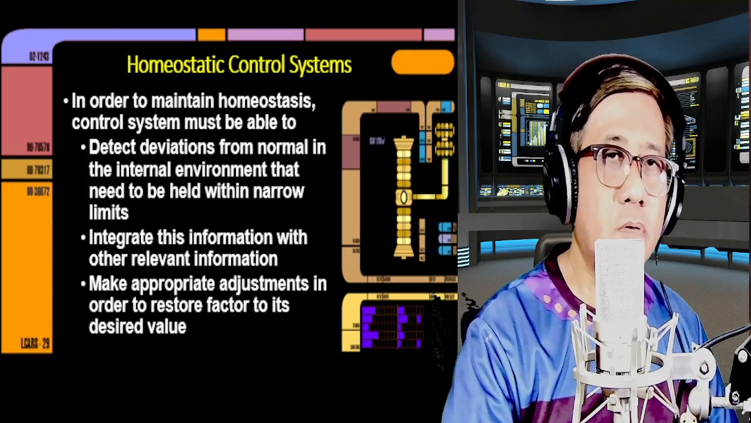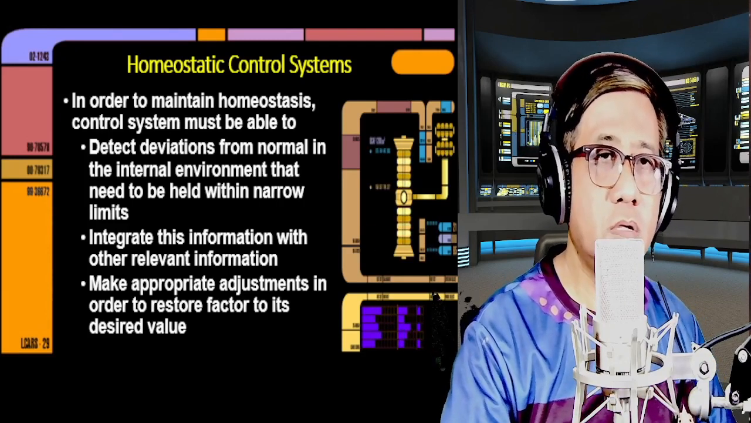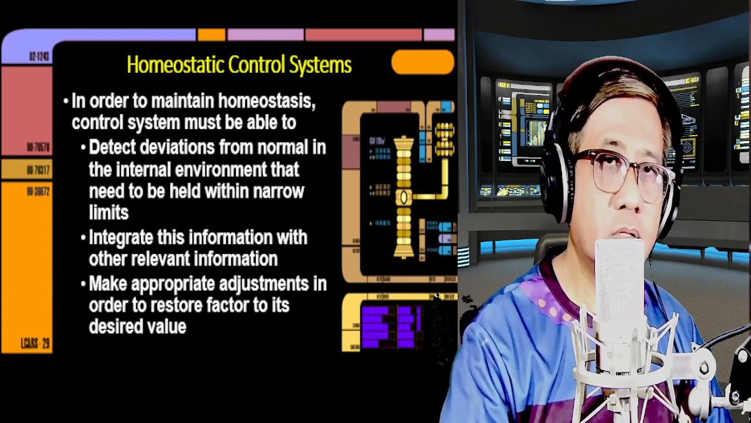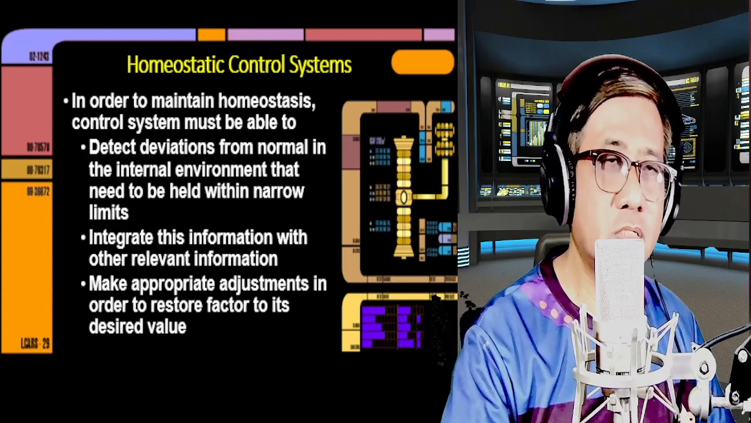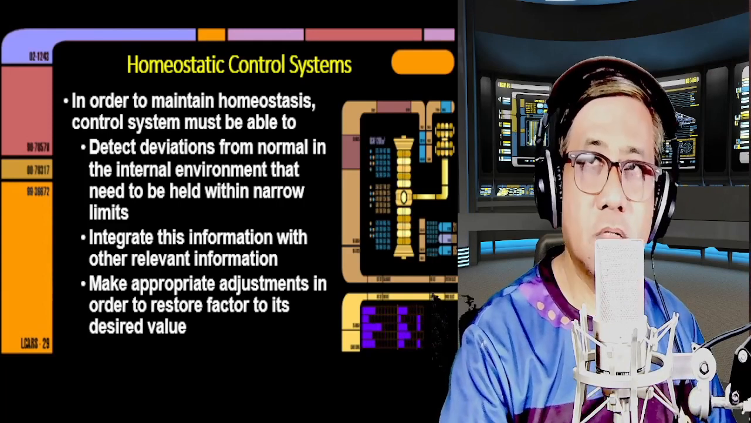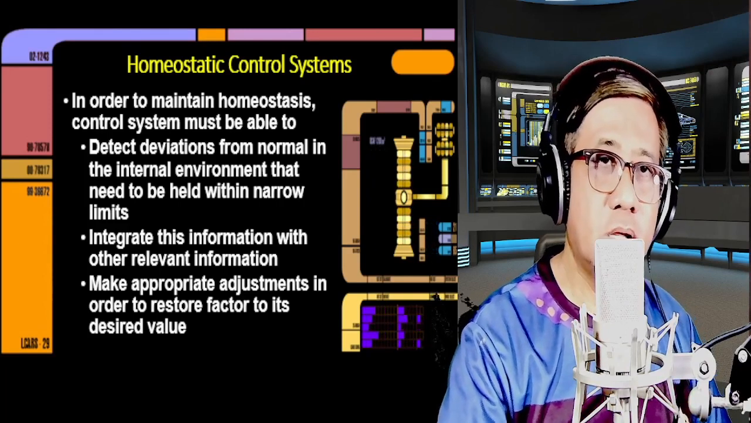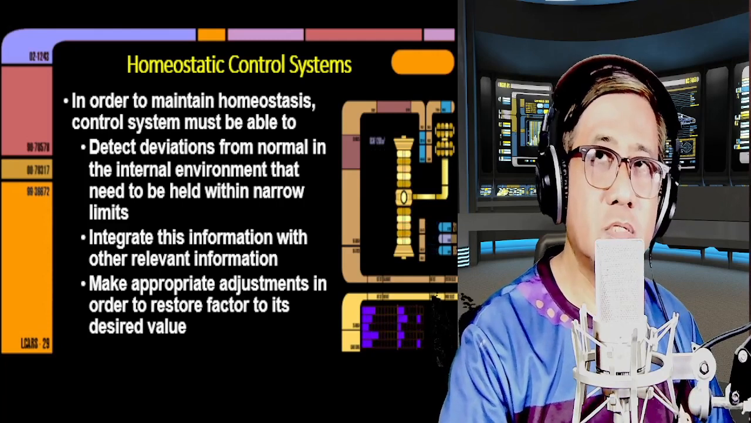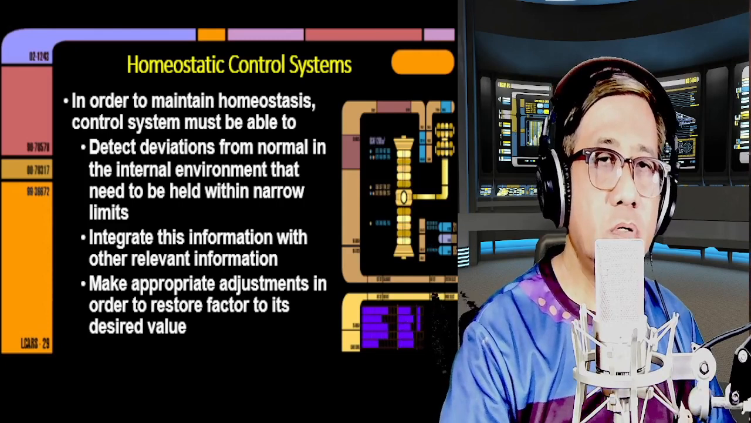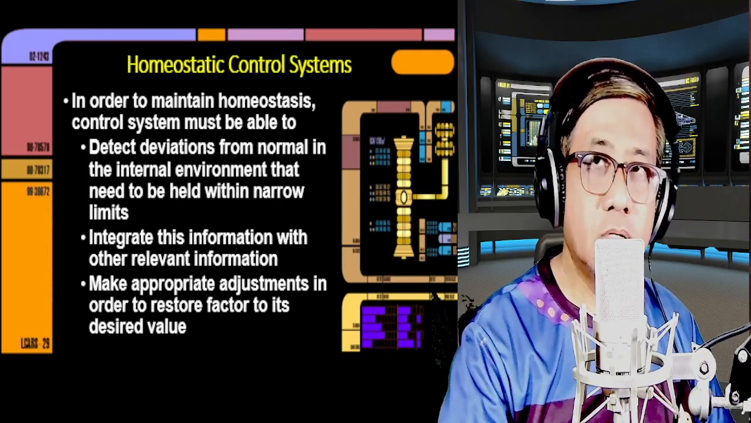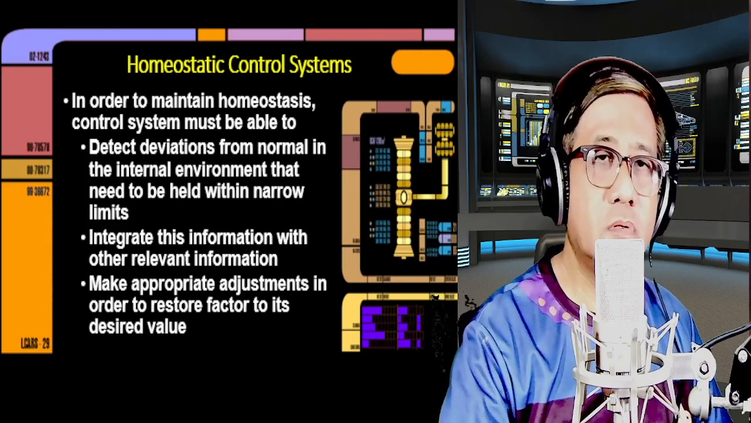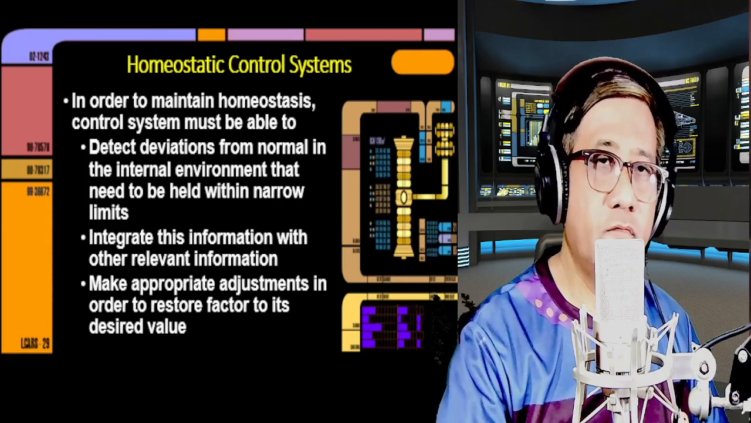Number two, our control system must be able to integrate this information with other relevant information. Kaya yung mga body systems natin, they are coordinating with one another para they can start maintaining homeostatic balance. And yung mga control systems sa katawan natin must make appropriate adjustments in order to restore yung normal set values na nabanggit natin kanina dun sa table. Yan, to restore factors to its desired value.